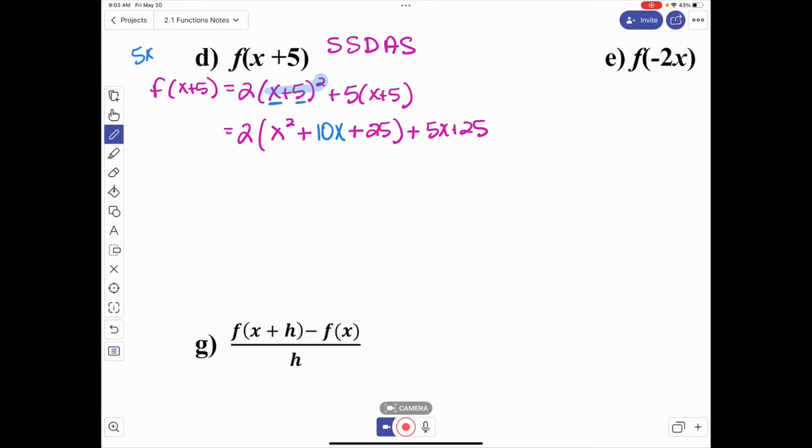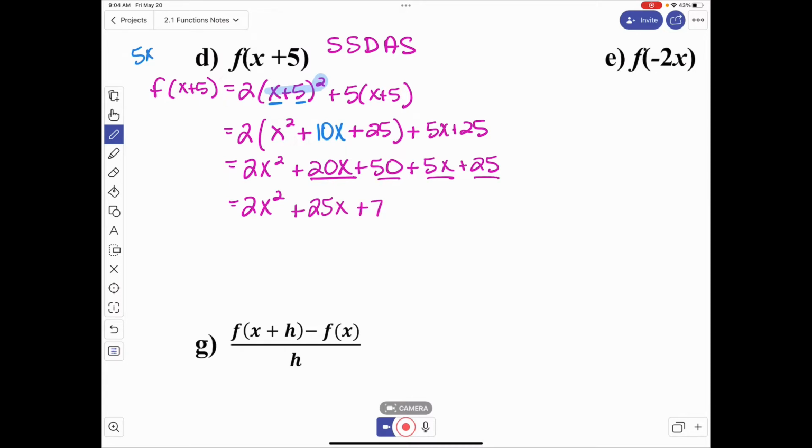All right, so now we will distribute our 2. So we'll have 2x squared plus 20x plus 50 plus 5x plus 25. All right, and now we just need to combine like terms. So we have the 2x squared, so that's the only one with an x squared. I've got 20x and 5x that I will add together, so that gives me 25x. And then I have the 50 and the 25 to give me 75.